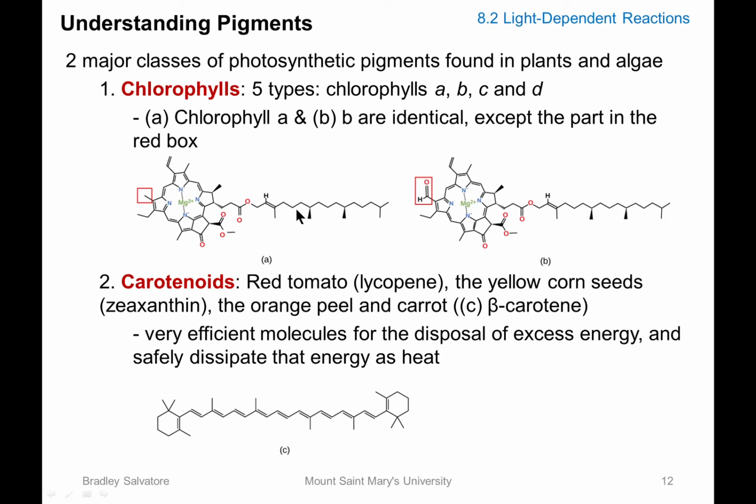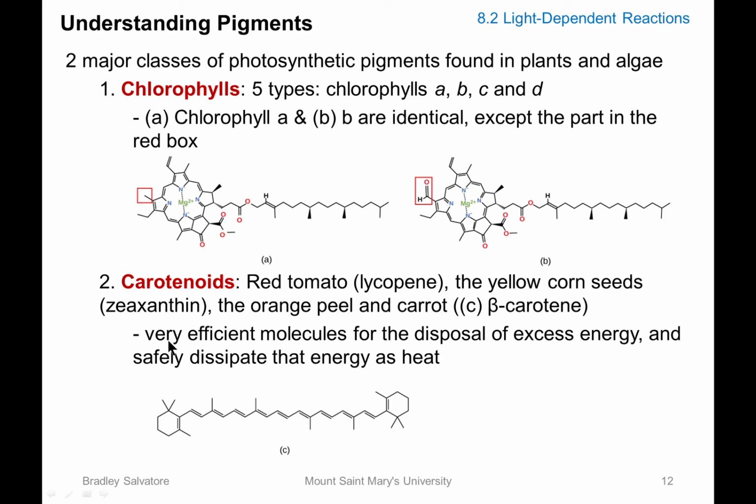And then we have our carotenoids, which are essentially what gives a reddish or orangey color in the leaves. So these are mainly the pigments that you see in the fall. You find them in tomato, in corn, in orange peel and carrot. The main one that we will see is beta carotene.